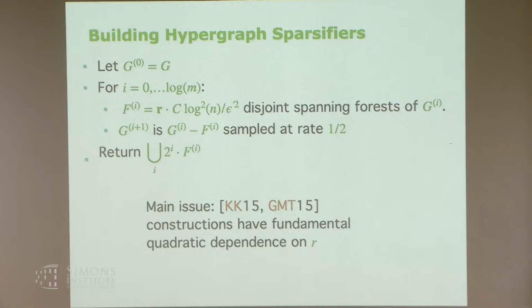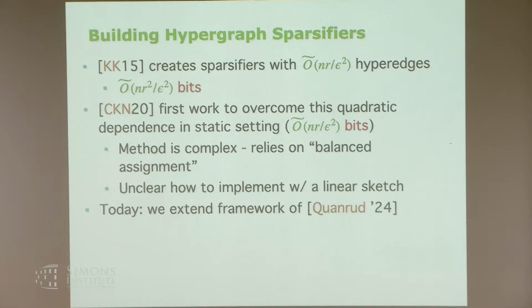We have the fortune of living in the future, where we actually can construct these sparsifiers with the right dependence on R in the static setting. So the question today is whether we can take advantage of some of these more recent works, optimizing the complexity of hypergraph sparsifiers in the static setting, and somehow turn them into linear sketching algorithms. So it might be tempting.